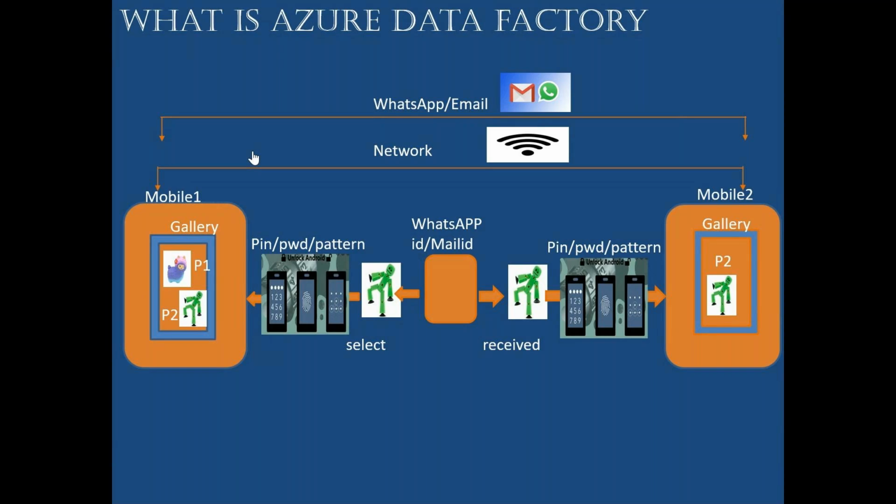How will two connections come up? Yes, because mobile one is different, mobile two is different, right? You will have two connections. For example, your friend's mobile and your mobile. Both you have to unlock, and your friend also has to unlock, right?